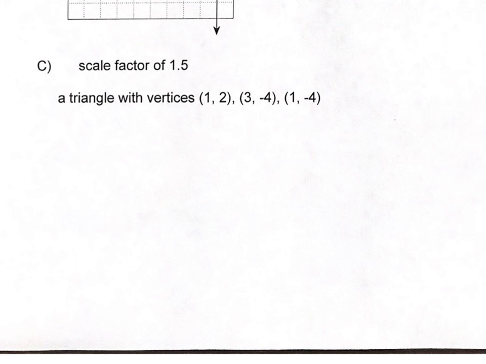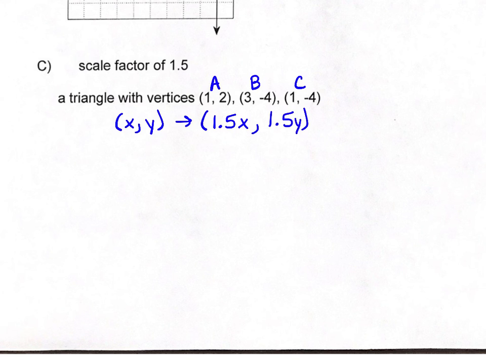C part, we have a scale factor of 1.5, and we're given a triangle with the vertices (1, 2), (3, -4), and (1, -4). They're not labeled, so I'm going to go ahead and call them A, B, and C. And there's not a coordinate plane with this drawn. It's not necessary to graph them. A graph can help you, but we could use this rule and say we're going to begin with the pre-image (x, y), and it's going to be multiplied by a scale factor of 1.5. So we're going to multiply 1.5 by x and multiply 1.5 by y.